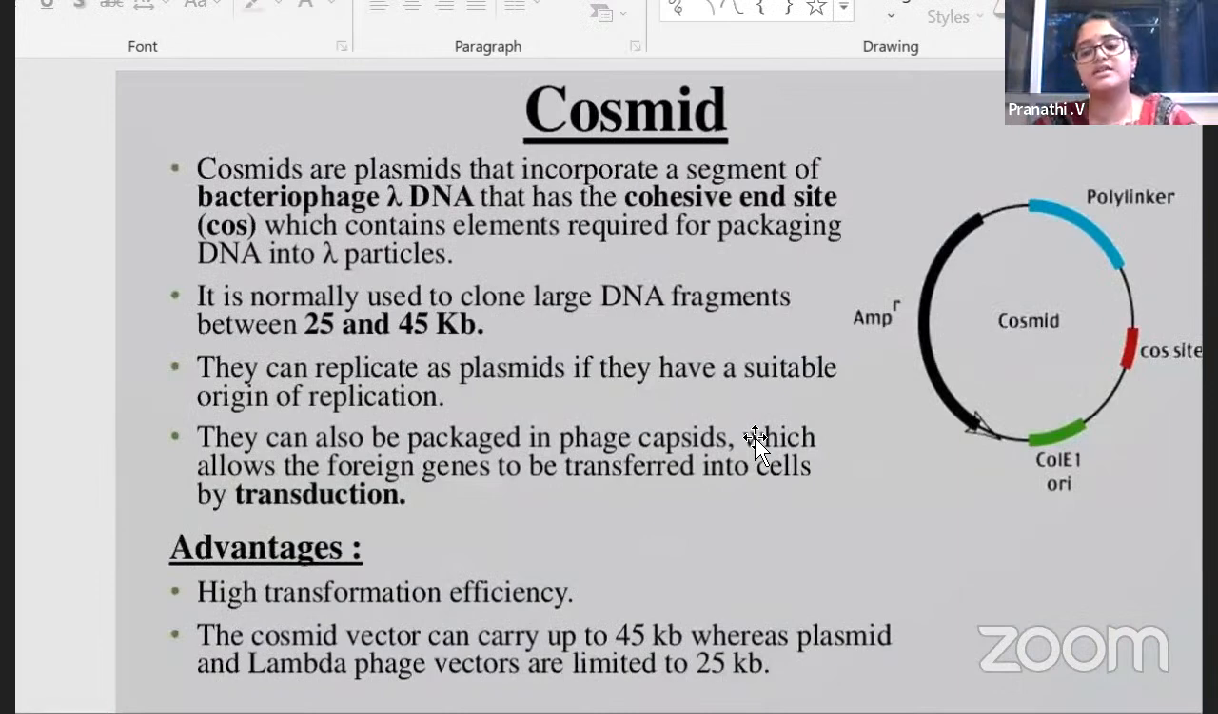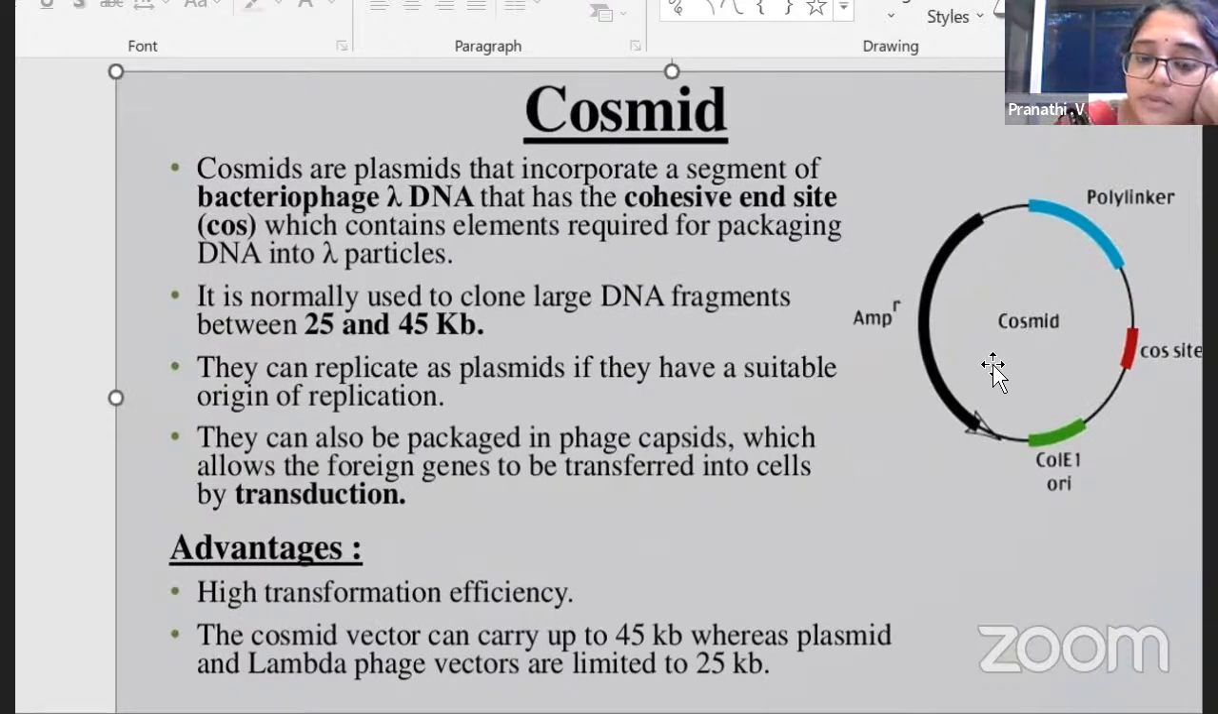Now we have something called a cosmid: bacteriophage DNA that has a cohesive end site, the cos site. This cos site has the elements for packaging DNA into lambda particles. You can have around 25 to 45 kilobase pairs, which is large. They can replicate just like plasmids, provided they have a proper origin of replication. You can also have phage capsids so that you can transfer them into cells using transduction, and it is a highly efficient method of transferring genetic DNA through plasmids.